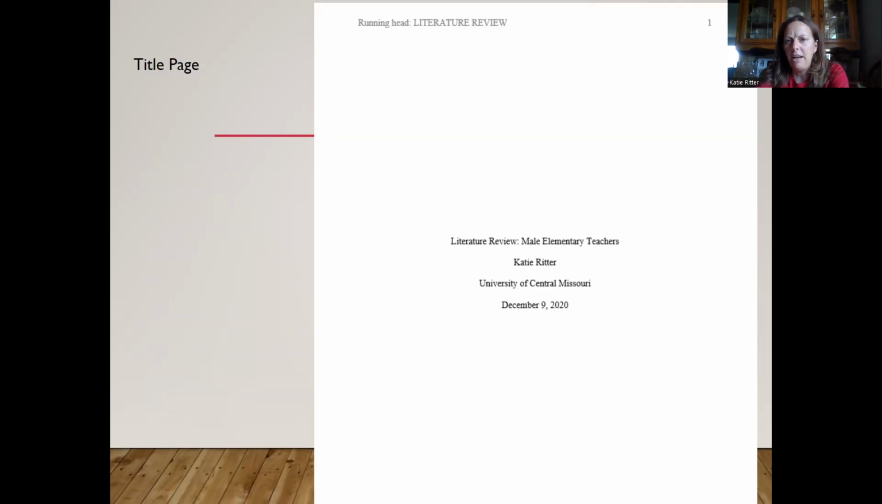So this is an example of a title page. This is a paper that I wrote for a literature review. You can see up at the top it says running head, and literature review is in all caps, and the page number is flush right. So the title of my paper, literature review, male elementary teachers, my name, university name, and the date.